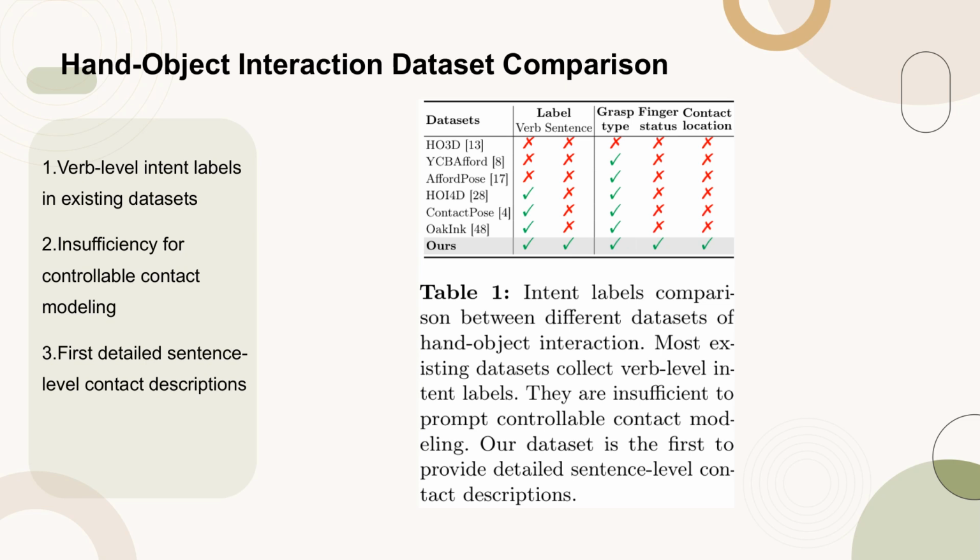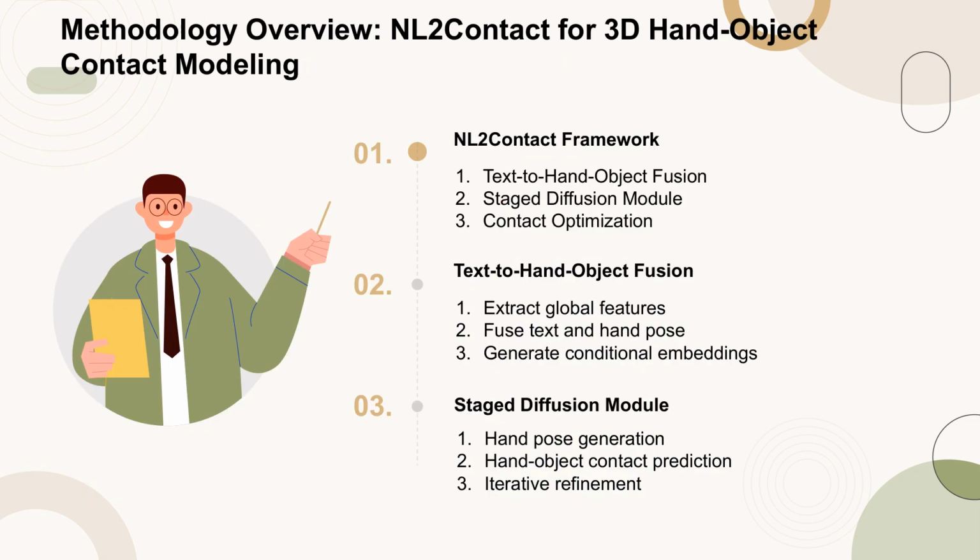The NL2Contact framework is designed to model 3D hand-object contact using language descriptions. It consists of three main modules: text-to-hand-object fusion, staged diffusion module, and contact optimization. The text-to-hand-object fusion module extracts global features from both point clouds and natural language, fusing this information to guide the reverse diffusion process. The staged diffusion module generates the hand MANO pose and predicts 3D hand-object contact maps, refining the hand pose through iterative optimization. This modular approach allows for efficient and accurate modeling of hand-object interactions based on textual descriptions.